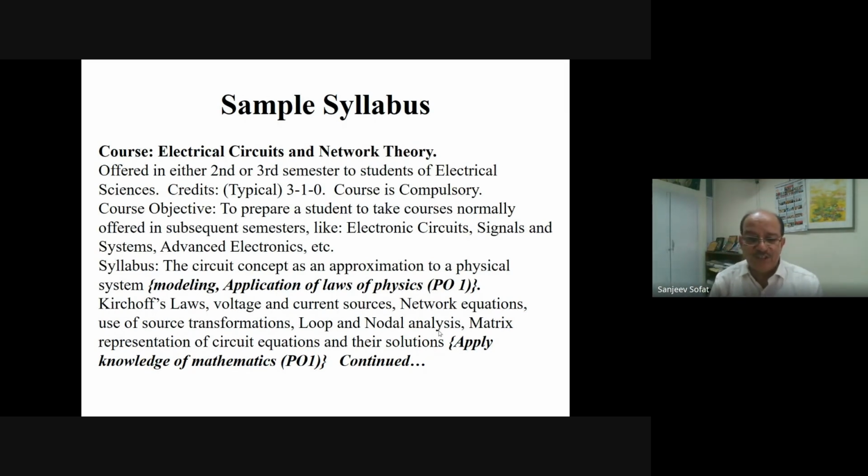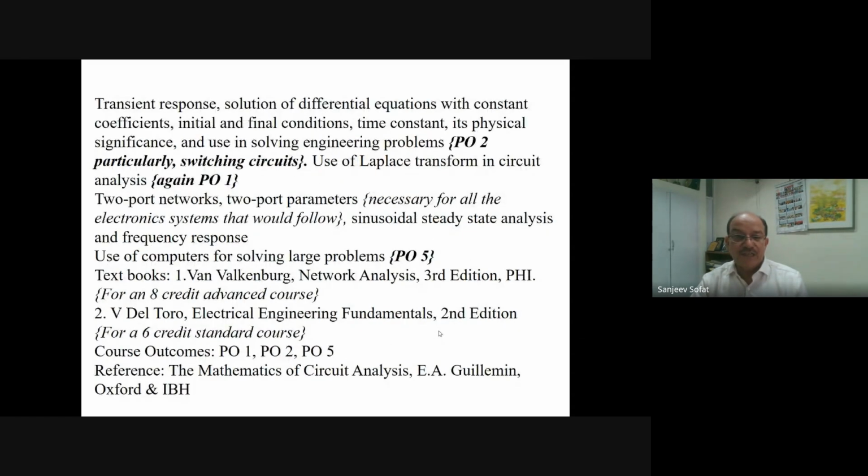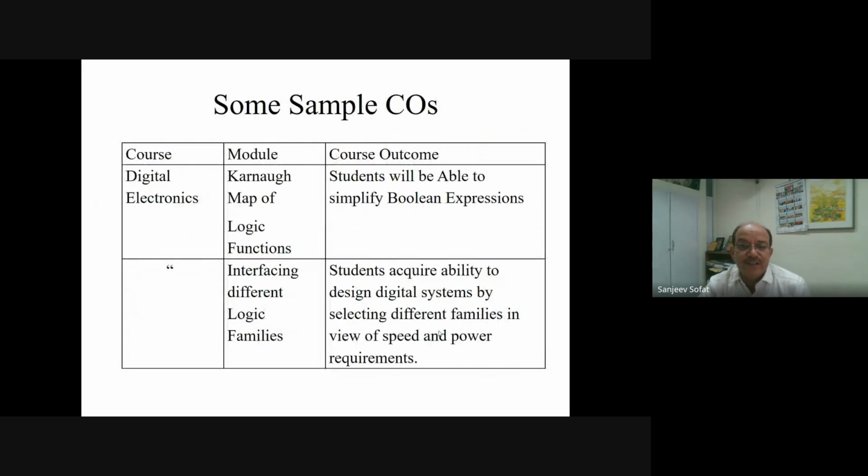How exactly each of the POs is mapping, some of the POs are mapping with some of the contents there. Okay, knowledge of mathematics, PO1 is being mapped, PO5 is being mapped. So this course outcome is PO1, PO2, and PO5 are being mapped over there. And this is what we say. These are the course books and other things which we require as far as this course is concerned.